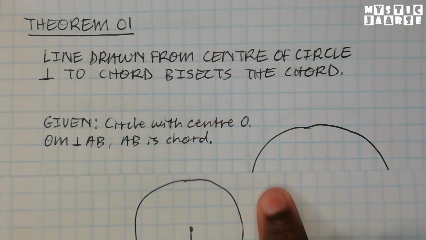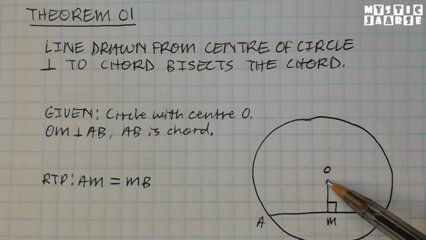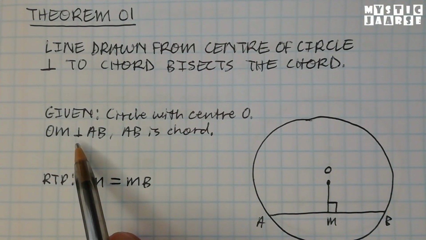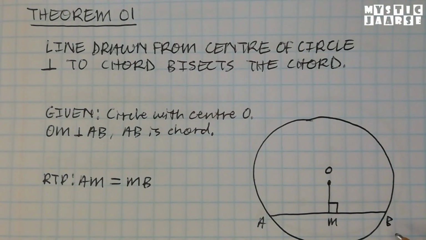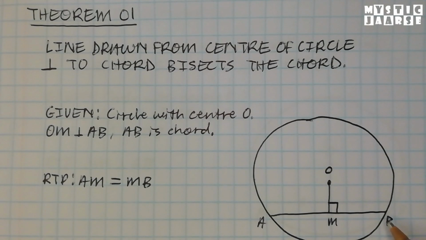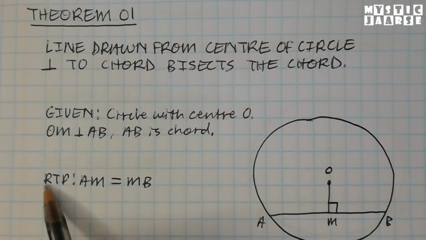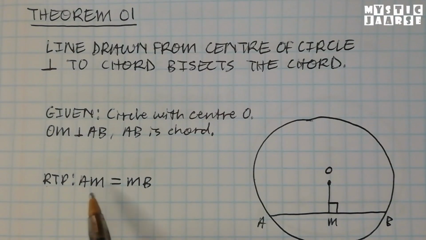We are given a circle with center O. O is the center. OM is perpendicular to AB. And AB is a chord. Right? So we are required to prove, RTP means required to prove, that AM is equal to MB.